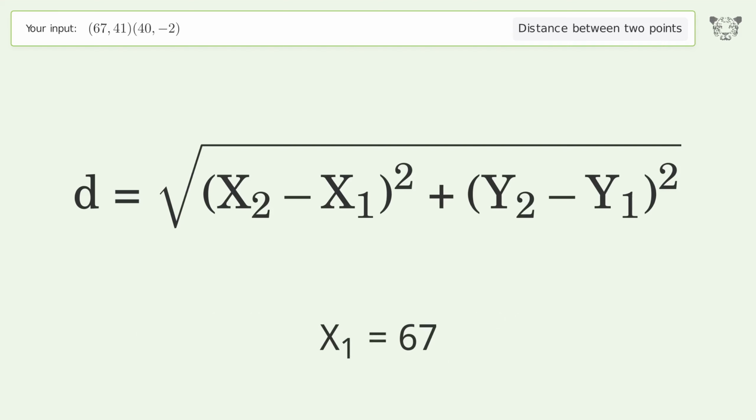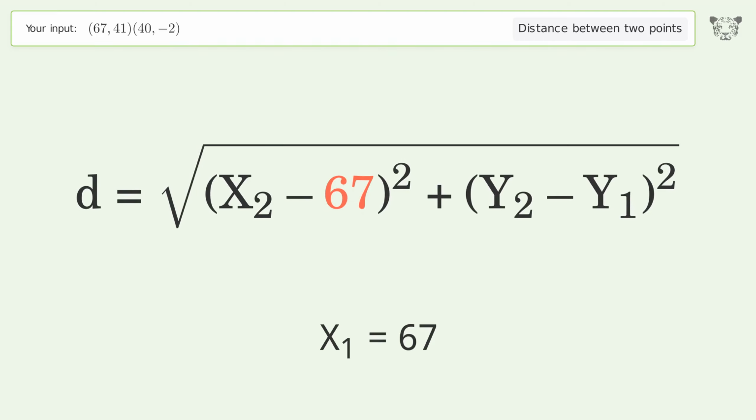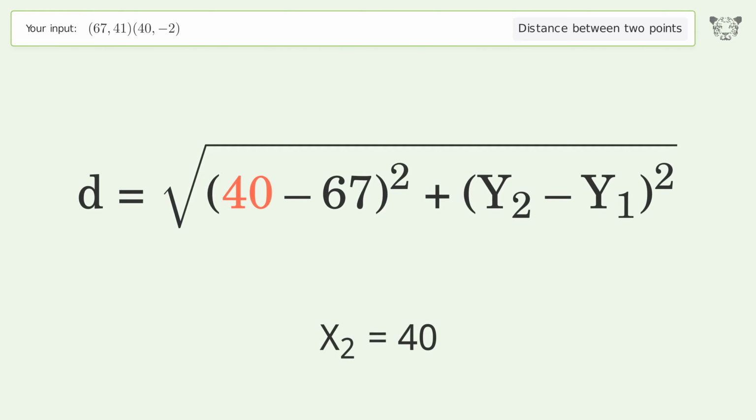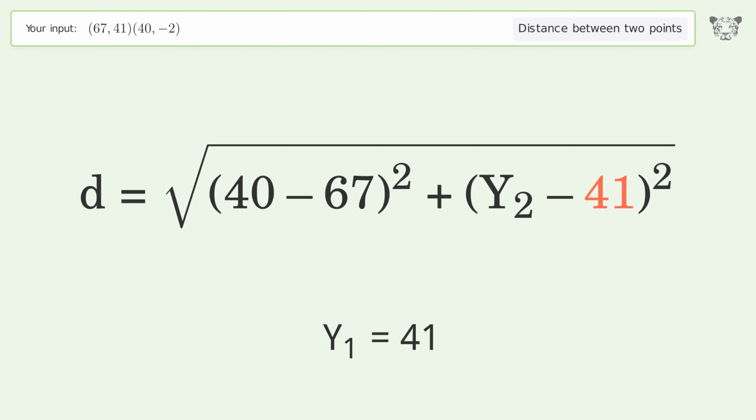x1 equals 67. x2 equals 40. y1 equals 41. y2 equals -2.